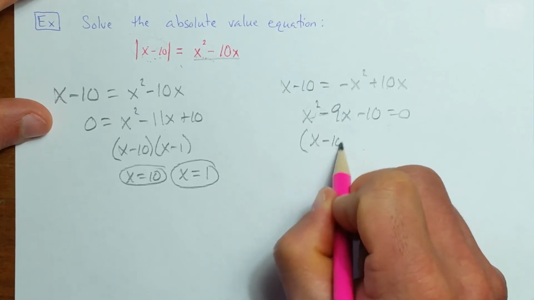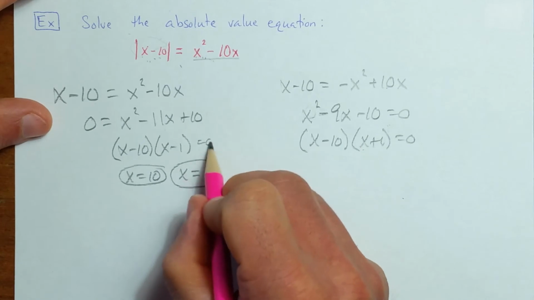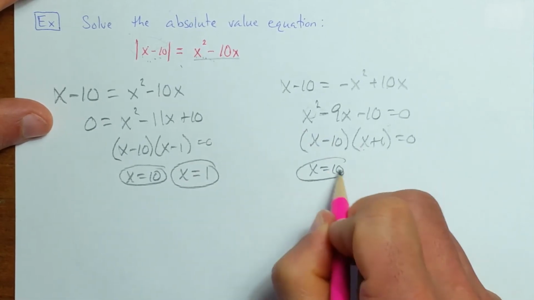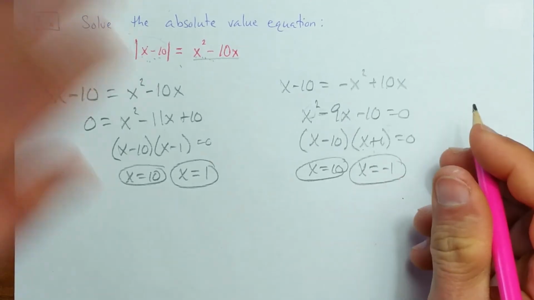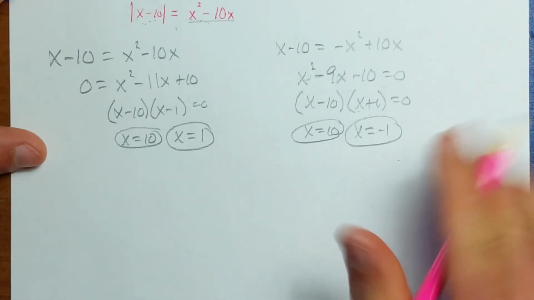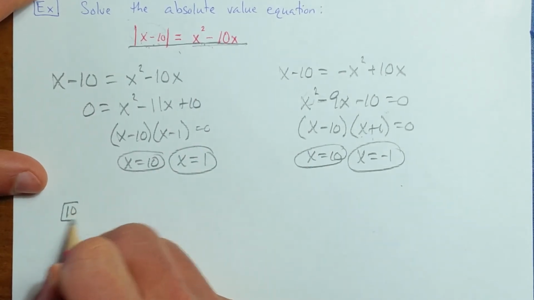On this side, I have x minus 10 times x plus 1. So again, I get x equals 10 as an answer. I don't need to write it twice, but it's there twice. And I have x equals negative 1 as a possible answer. So I've got 3 numbers I need to check. And again, we're going to go back to the original equation, and we're going to plug in positive 10.